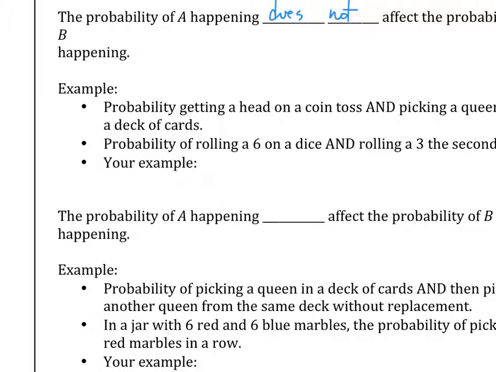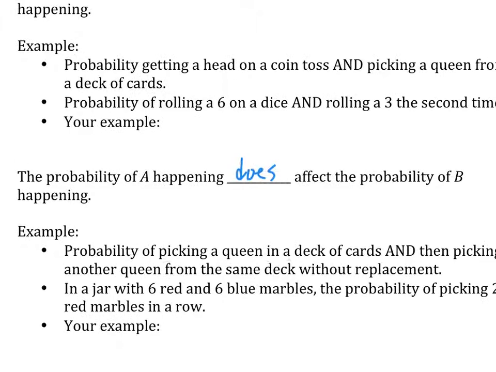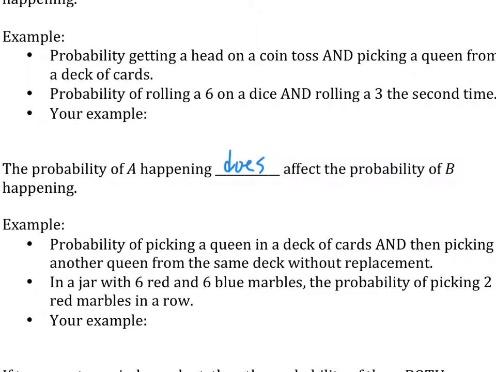Dependent event means that the probability of A happening does affect the probability of B happening. So one thing happening makes the other one change its probability. For example, if you pick a queen in a deck of cards and then pick another queen from the same deck without replacement, that's going to affect your probability, right? Picking a queen, putting it aside, now you only have 51 cards. You're going to try to take another queen out. That second time, the probability changes.